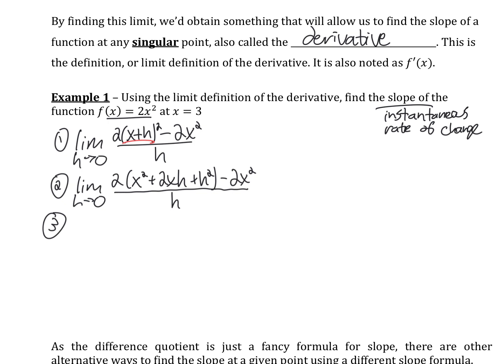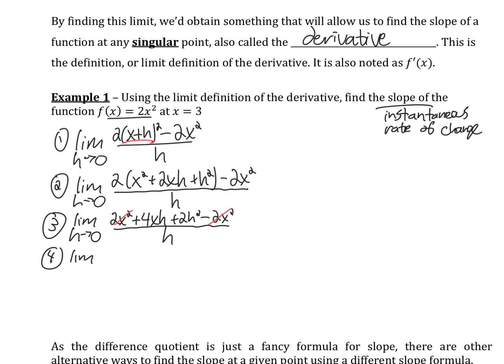So, looks like I've FOILed it. Let's see if we can simplify a little bit, combine some terms. So the limit as h approaches 0, if I distribute that 2 in, we get 2x squared plus 4xh plus 2h squared, all minus 2x squared, all over h. One of the nice things about this is that I have a positive 2x squared and a minus 2x squared, so those cancel out. What I have left is 4xh and 2h squared.